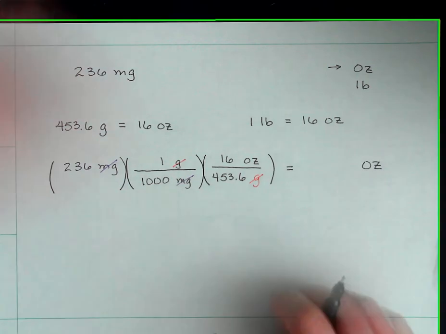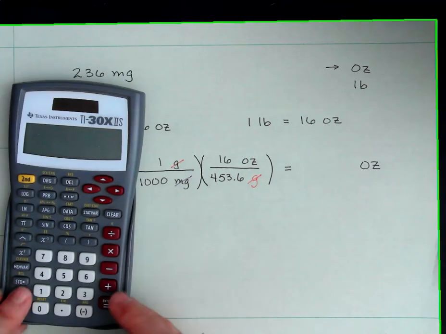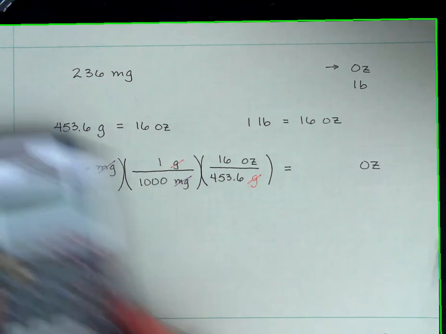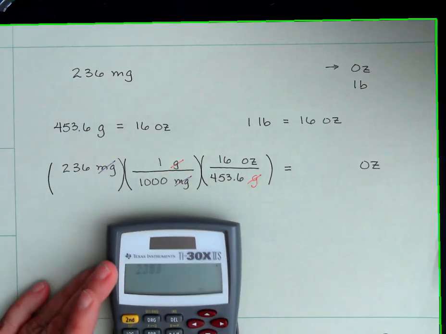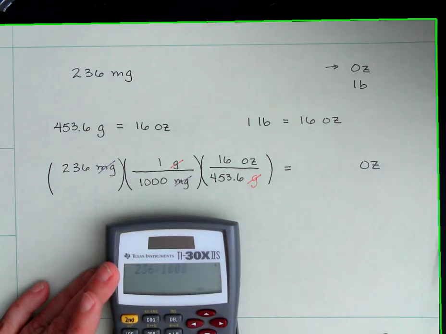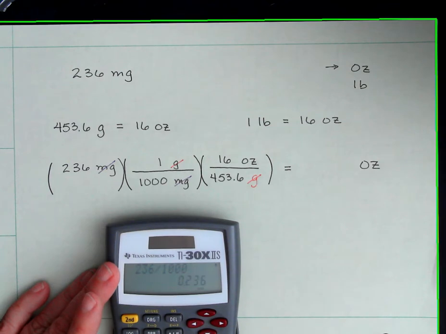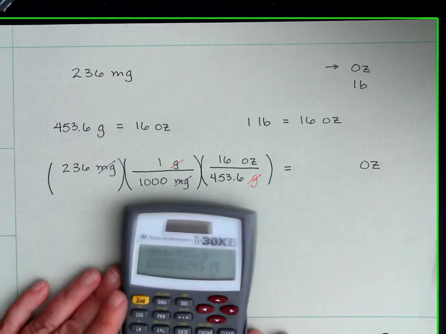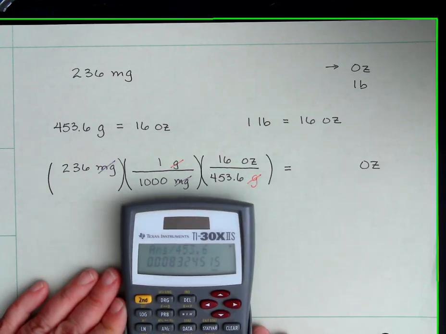All right, so let's plug this into the calculator and let's do this. I'm going to take my 236, divide by 1,000. That gives me my first part. I'm going to multiply by 16. I'm going to divide by 453.6. And you see that my calculator gives me that answer.